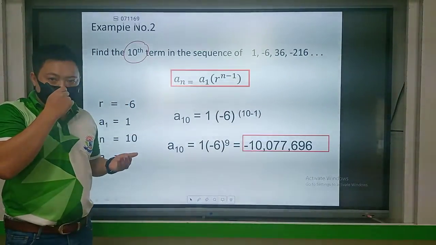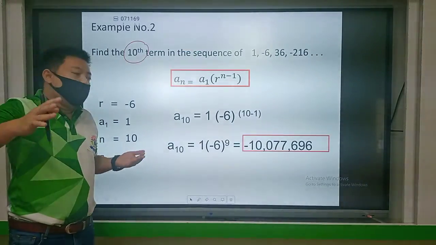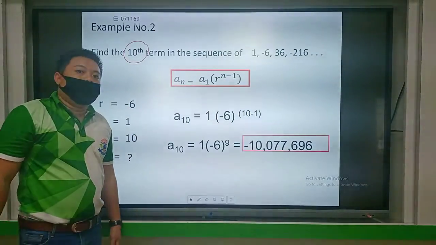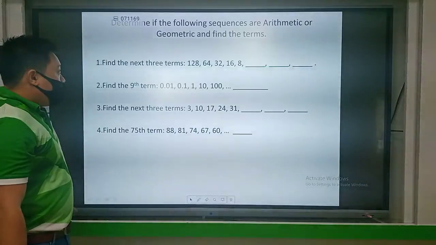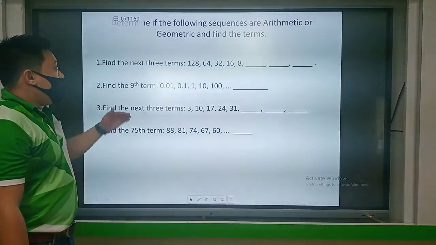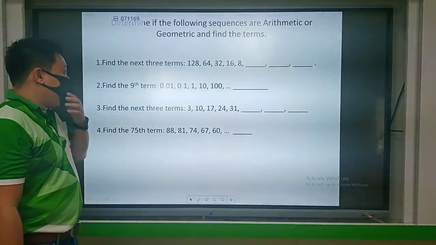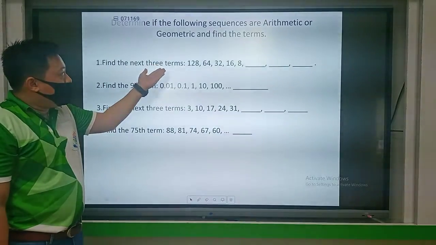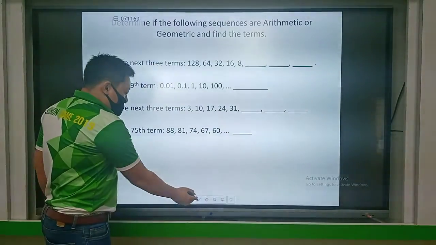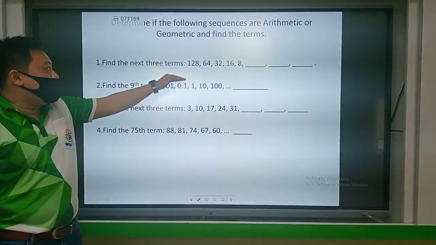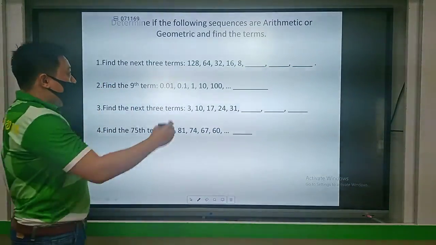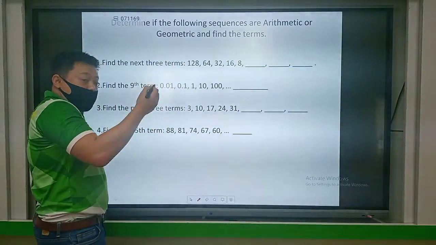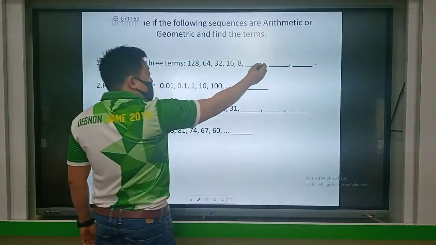I have made a Google Form for you to answer. If you have more questions, you can always ask me and connect with me through our Google Classroom. Okay, so here, determine if the following sequence is arithmetic or geometric. Under Google Forms, you need to identify if it is arithmetic or geometric and write what is asked. For example, find the next 3 terms. So first, you have 2 answers: write if it is arithmetic or geometric and give the 3 terms.